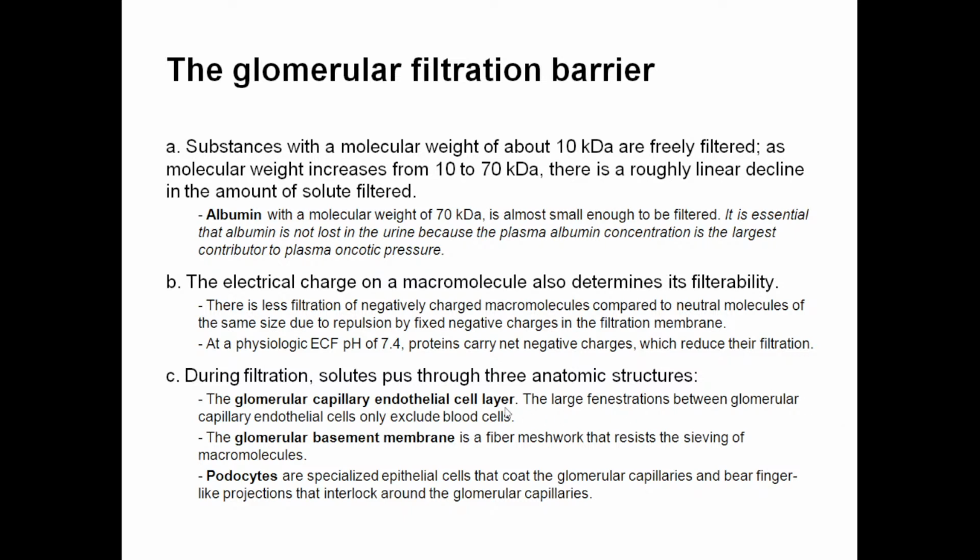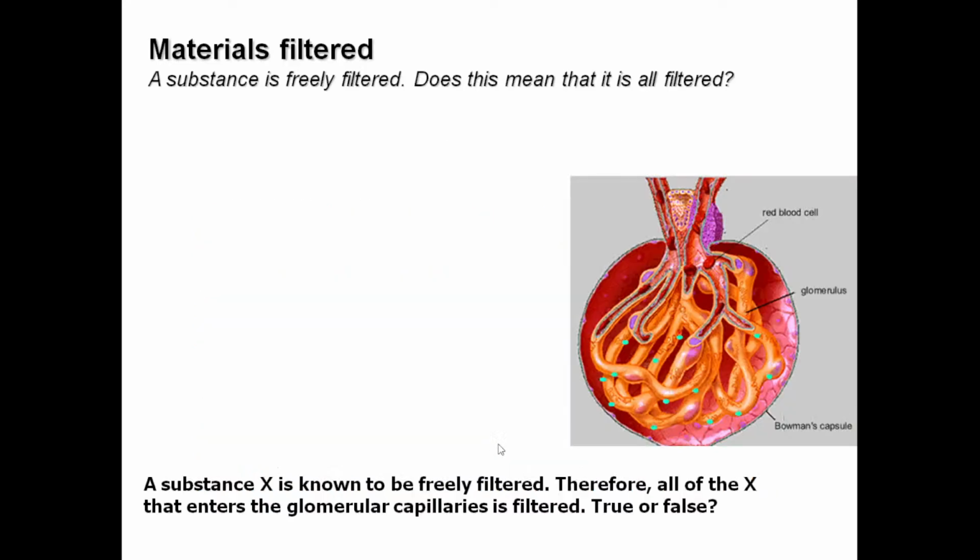And once again, reminding you of the 3 layers of the glomerular filtration barrier. Here you have the glomerular capillary and endothelial cell layer. Here you have fenestrated types of capillaries, the glomerular basement membrane, and the layer of podocytes. So, glomerular filtrate is modified by epithelial transport as it flows along the nephron.